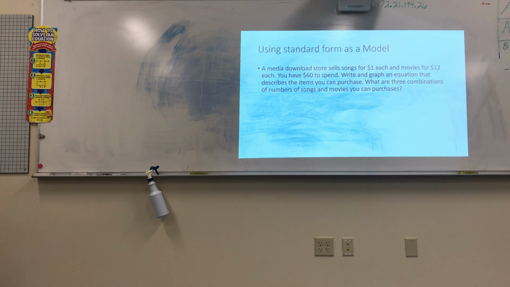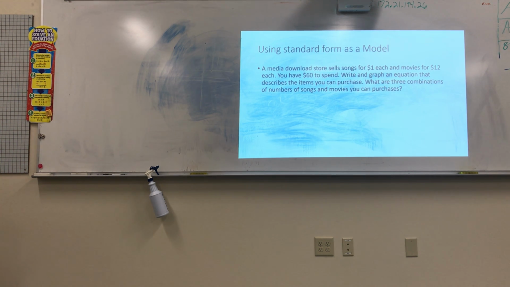Using standard form as a model, a media player store sells songs for $1 each and movies for $12 each. You have to spend $60. Write and graph an equation that describes the items you purchased. What are the 3 combinations of numbers of movies and songs you can purchase?